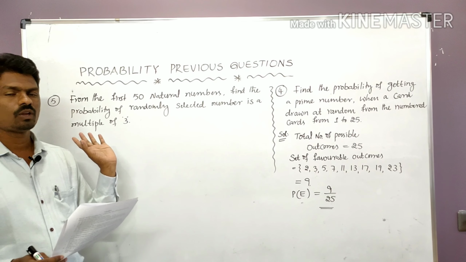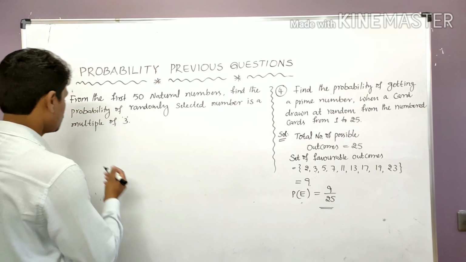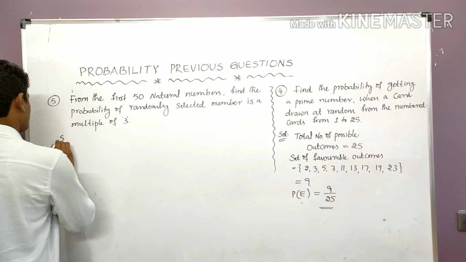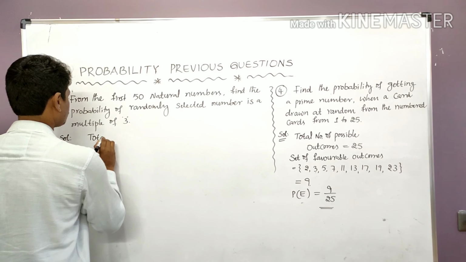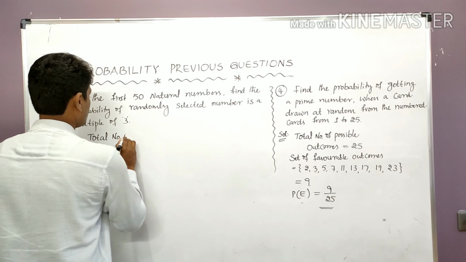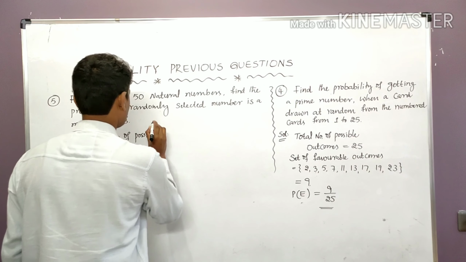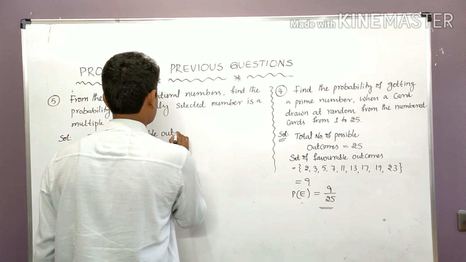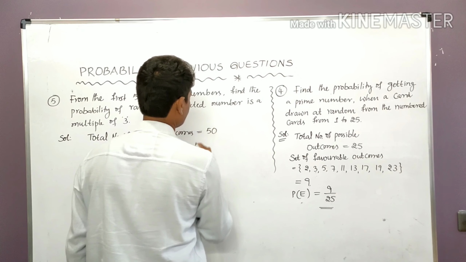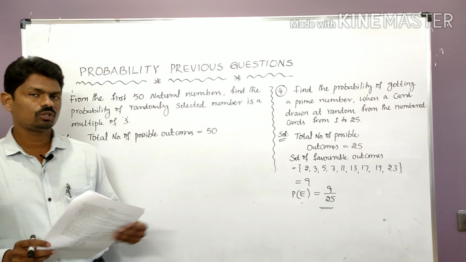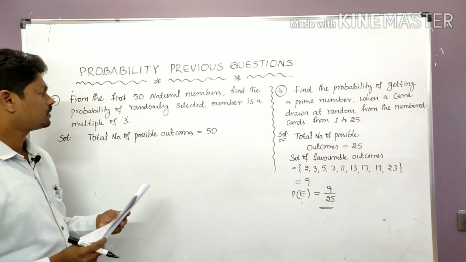a multiple of 3? So first we have to write the total number of possible outcomes. What are the total number of possible outcomes? Total number of possible outcomes is equal to 50. What are they? 1, 2, 3, 4, 5, 6, 7 up to 50. These are the total number of possible outcomes.